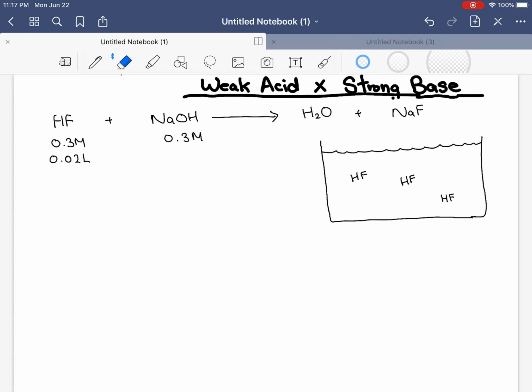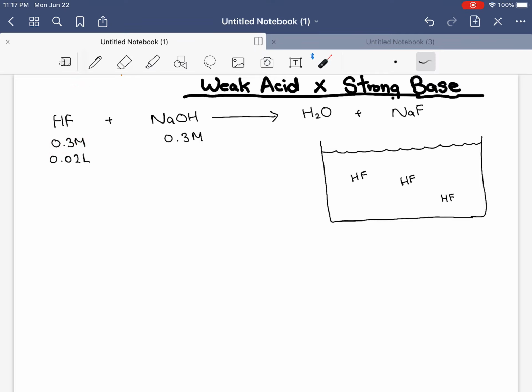This one, we're going to change the strong acid to a weak acid. As you can see, I changed hydrochloric acid to hydrofluoric acid. Well, how would that be different? The biggest difference here, a pretty big difference, is that HF does not dissociate completely.